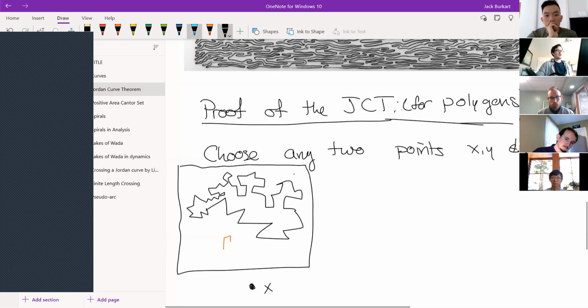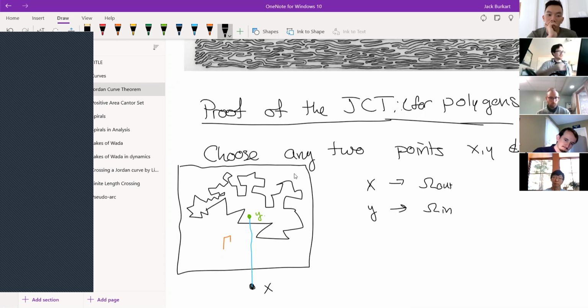Then I will take a line segment, and I'll choose it so that I eventually cross the Jordan curve exactly once. Then I'll go a little bit further, and then I have a point y right in here. So x is going to be in omega out, the outside complementary component. And y is going to be in the inside complementary component, because I've crossed the curve exactly once. Once you cross the curve, you go from one component to the other component.